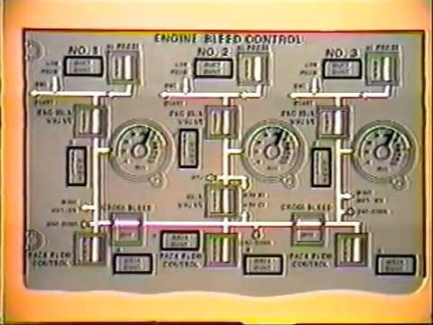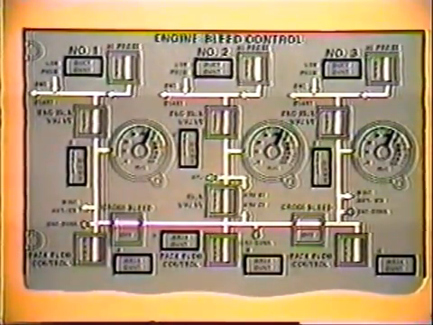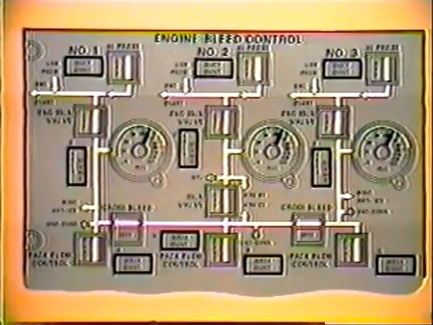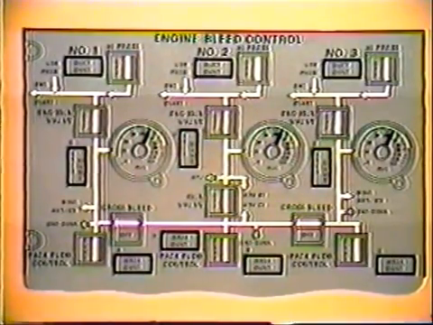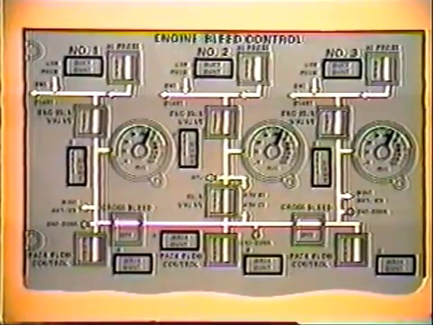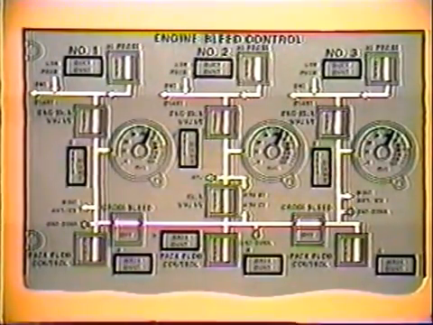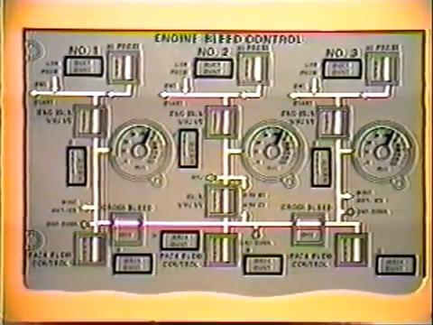The control switches and pneumatic system schematic appear on the panel as shown. Consider the engines to be at the top of the panel, supplying pneumatic pressure to the 3 separate bleed channels down the panel. The 3 channels can be paralleled into a common cross-bleed manifold or isolated from one another by use of the cross-bleed valve switches.